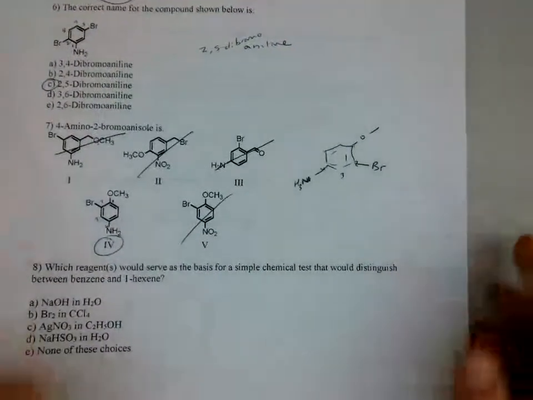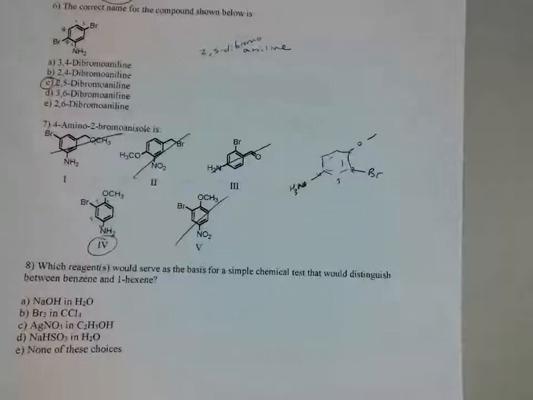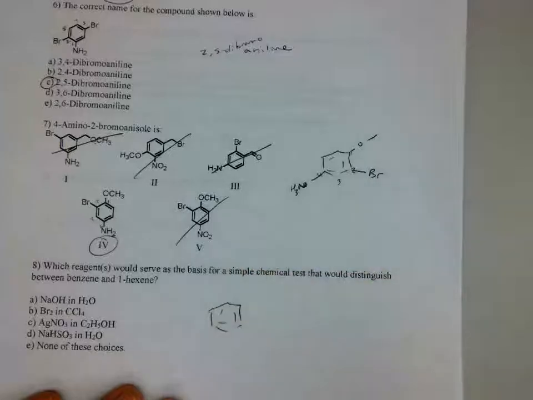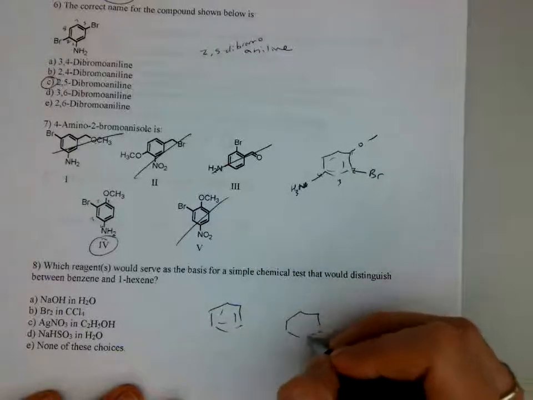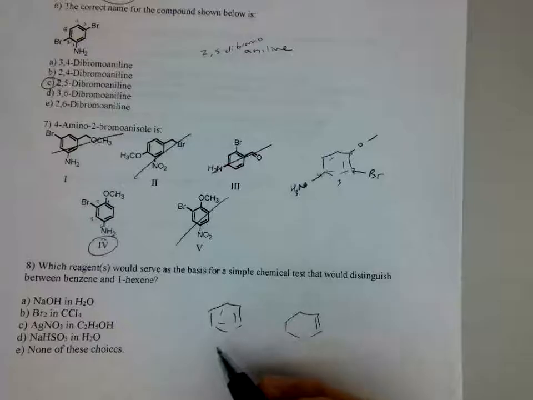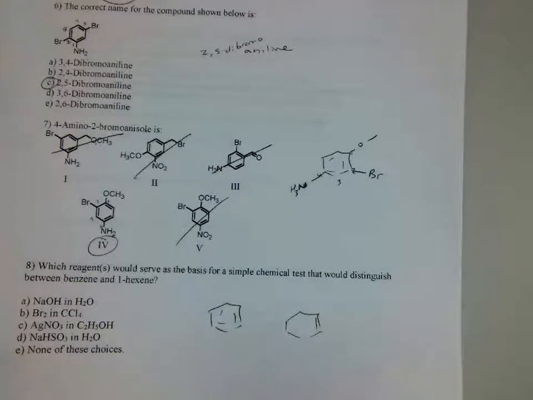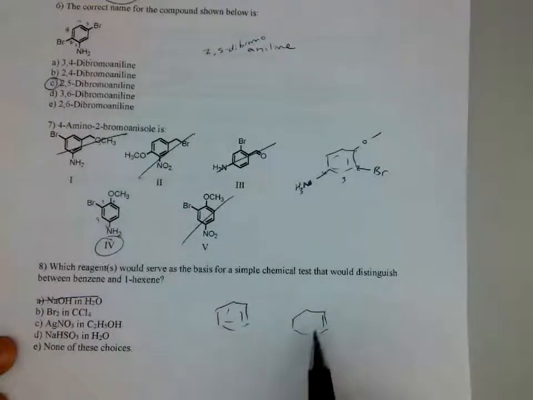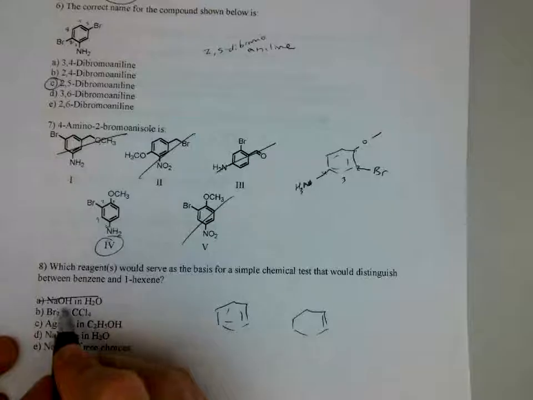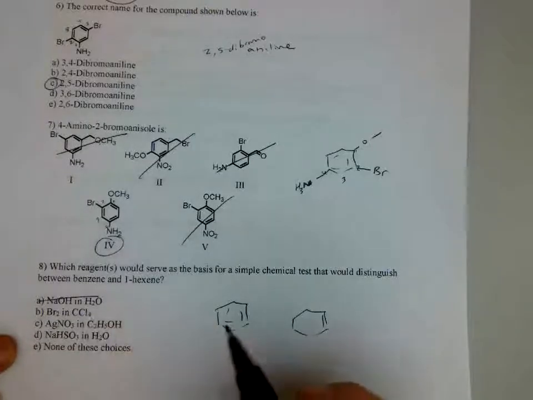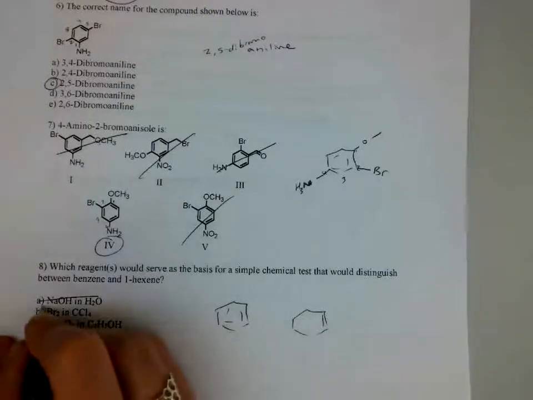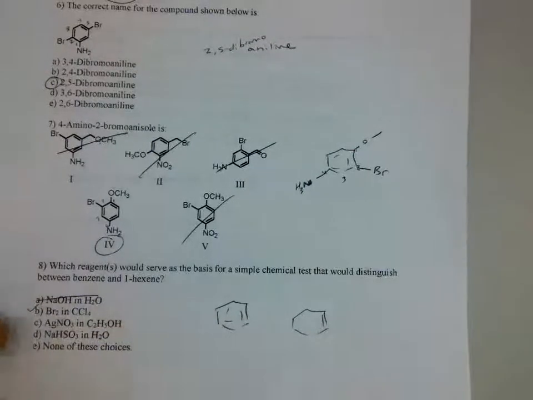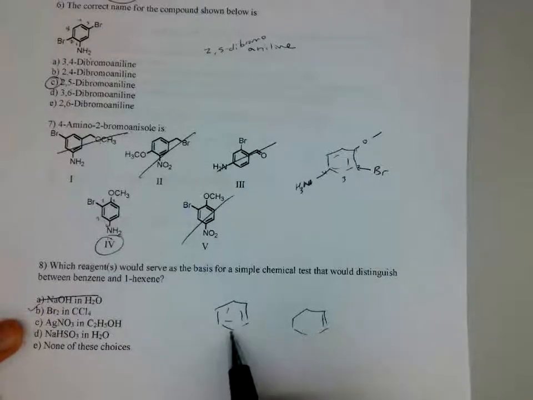Which reagent would serve as the basis for a simple chemical test that would distinguish between benzene and hexene? Okay, benzene is an aromatic compound. It does not react the same way as double bonds do. It has special reactions that we'll learn all about in chapter 15. So anything that you know reacts with a double bond is not going to react the same way with benzene.